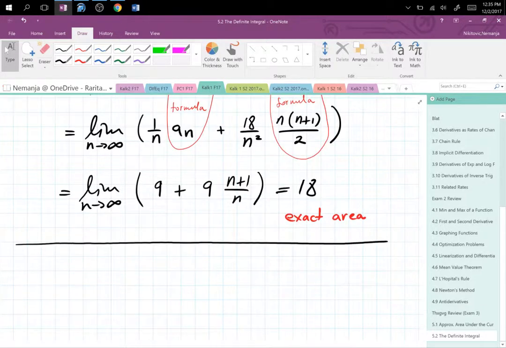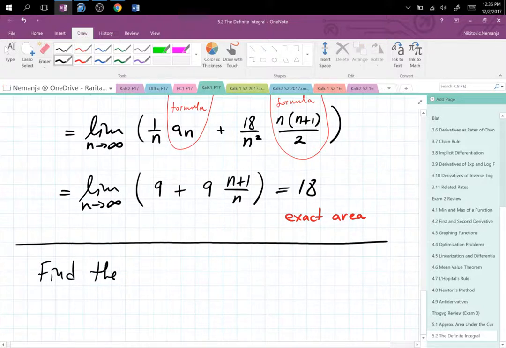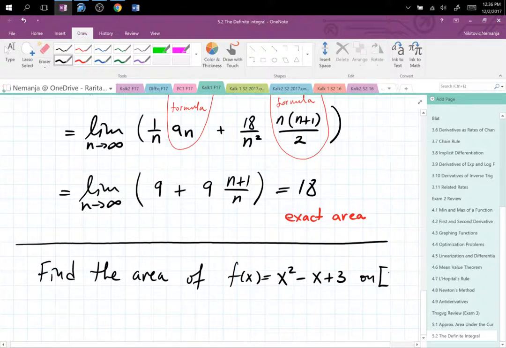Let's jump one step further. Find the area of, let's say, f of x equals x squared minus x plus 3 on 3 to what? 3 to 8. Thank you. I couldn't remember any of the numbers.